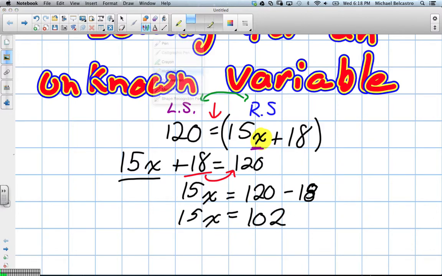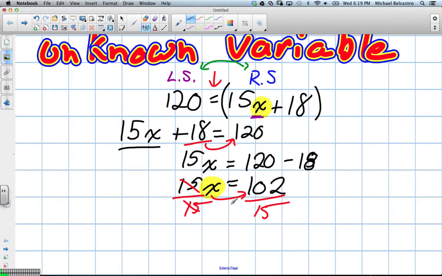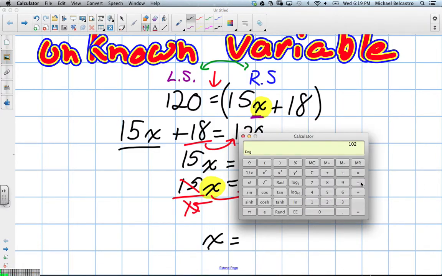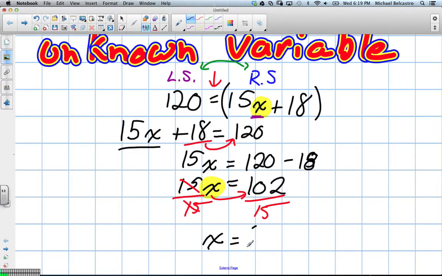Well, the goal is to still isolate x, right? So how do I move the 15? Divide it. That's right. In order to move it, I need to divide both sides by 15. The reason we say both sides is because this creates a 1, or it cancels out, as you sometimes call it. So now we're left with x is equal to, I'm going to bring up a calculator quick, 102 divided by 15, 6.8. That's right. So the x value in this question is 6.8.